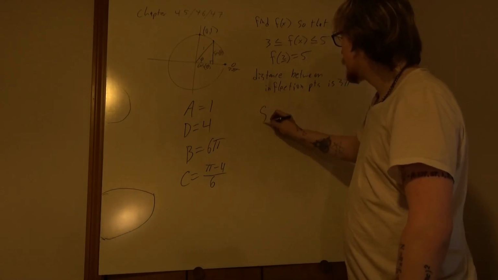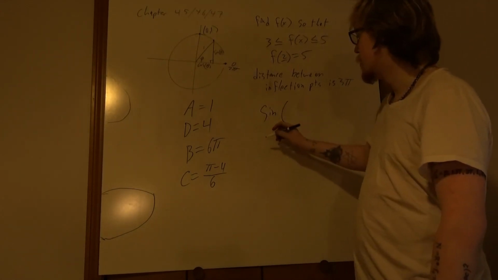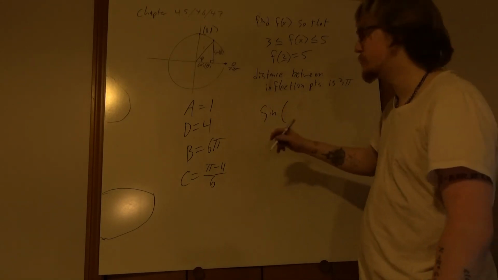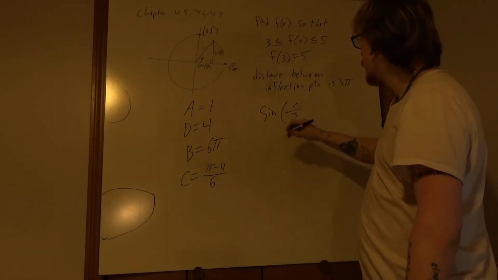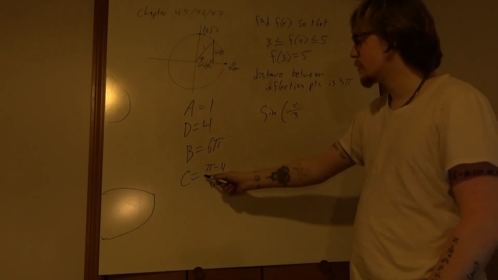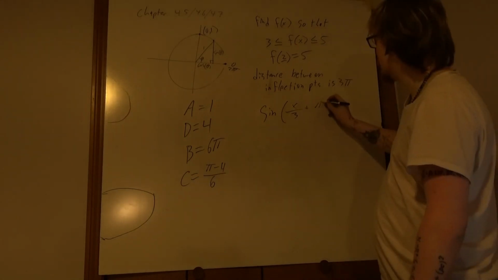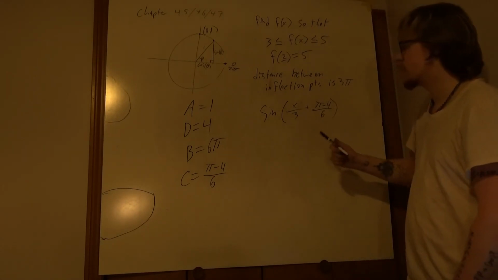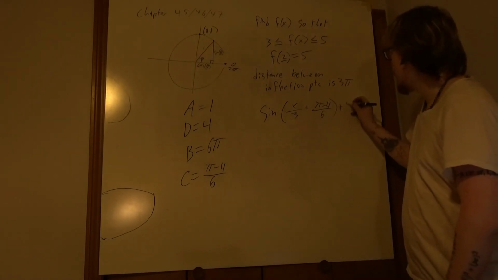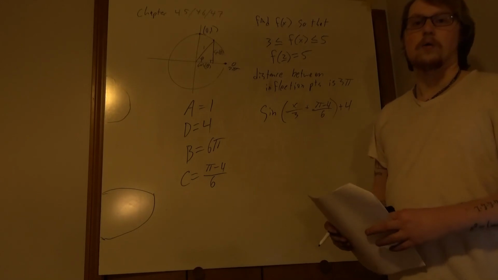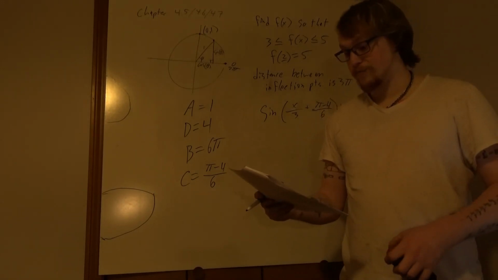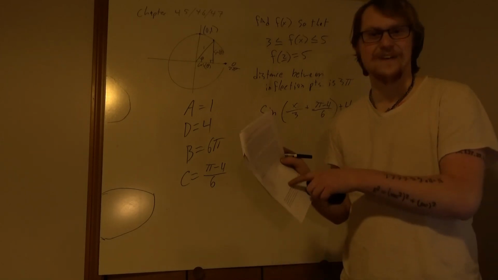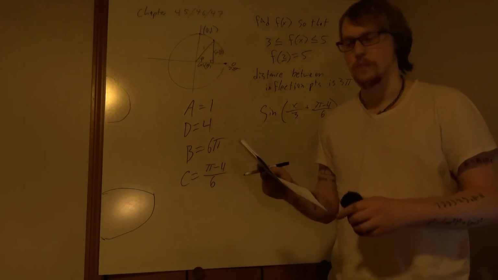So we get sine of, b is 6 pi, but when we do 2 pi divided by 6 pi, it just winds up being x over 3, and then plus pi minus 4 over 6, and then the last thing we have is d, which is plus 4. Yeah, that's a lot. But now, when we go to check things, again, the thing I have in the notes is just dead wrong, so I apologize for that.